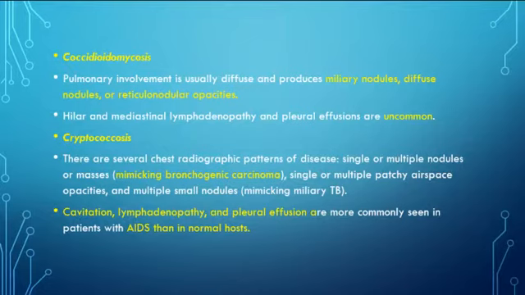Cryptococcosis: there are several chest radiograph patterns of the disease: single or multiple nodules, single or multiple patchy airspace opacifications, and multiple small nodules mimicking TB. When it is single or multiple nodules, it mimics bronchogenic carcinoma. Cavitation, lymphadenopathy, and pleural effusion are more commonly seen in patients with AIDS than in normal hosts.